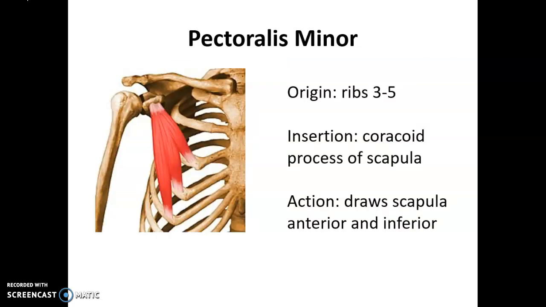Moving on to pec minor. The pectoralis minor is deep to pectoralis major. So you have to reflect the pec major to look at the pec minor. This originates from rib 3 to 5 as shown here. This is rib 3, 4, and 5. And it inserts into the coracoid process of scapula as shown here. It draws the scapula anteriorly and inferiorly. That's a function of pec minor.